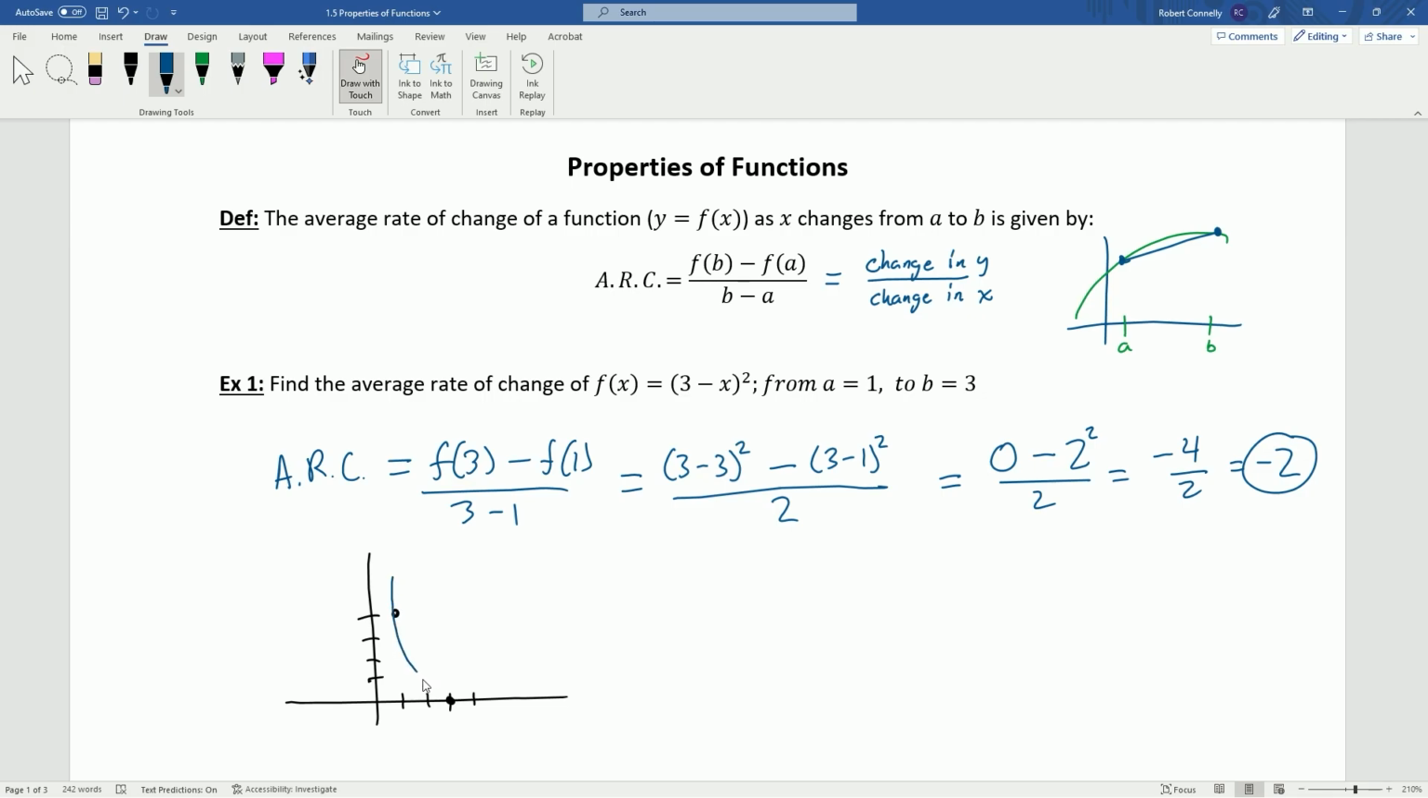So if we just draw this graph here, roughly, what this is saying is the slope of the line between these 2 points, the average rate of change, the slope of this green line is negative 2, which matches exactly what we see in the picture. So again, if you're asked to find the average rate of change, you're not really being asked to draw this picture. I just thought it's helpful to illustrate geometrically what's being described here from the formula.